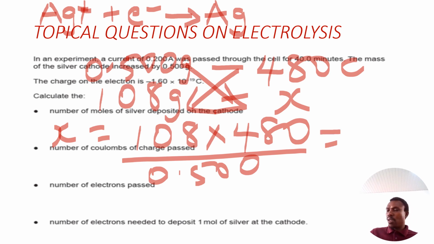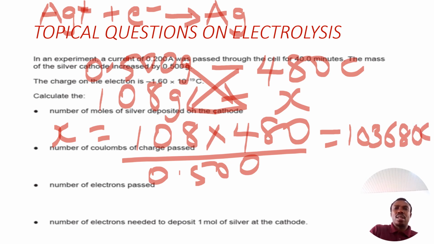So if I'm to use my calculator, 108 multiplied by 480 divided by 0.500. So you have 103,680 coulomb. So this is the quantity of charge for 1 mole of electron, which is the Faraday's constant.